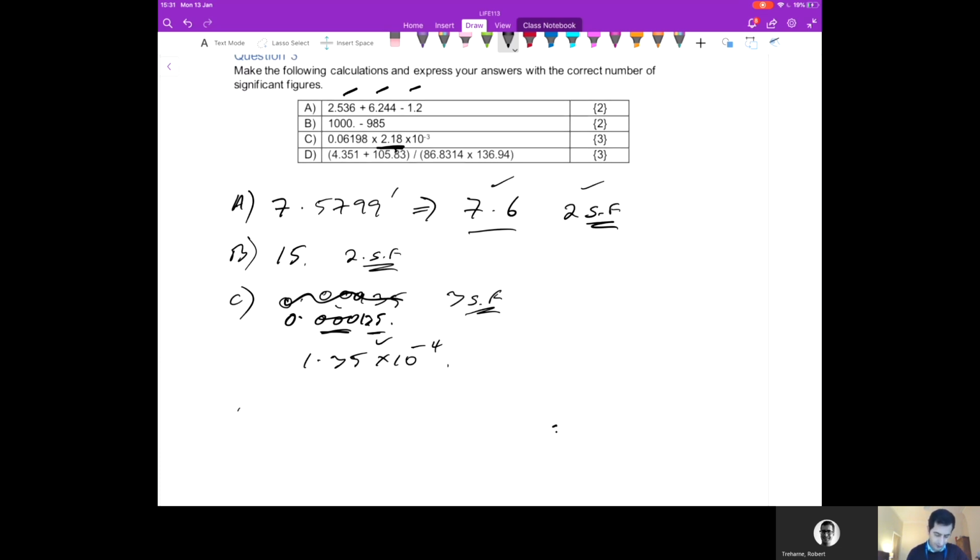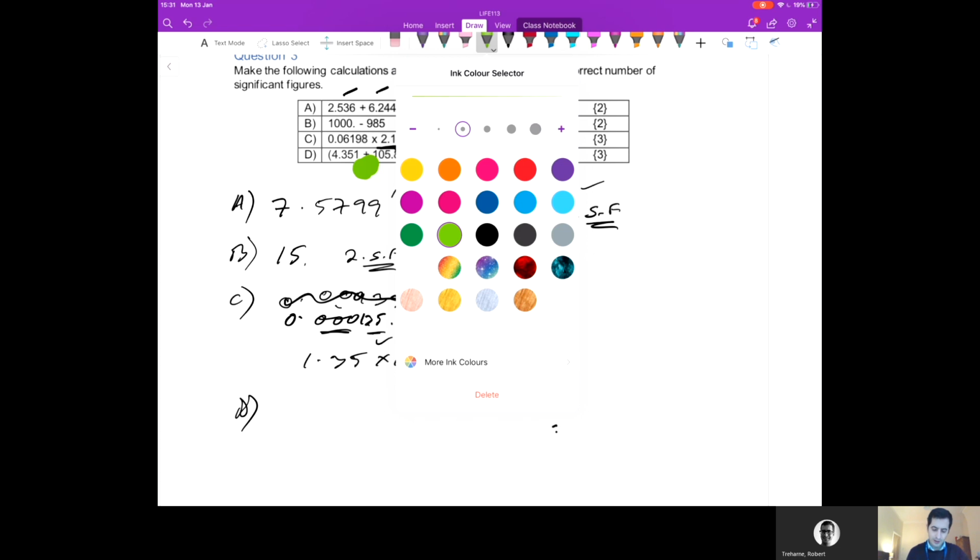Okay, the last one is probably the one that is the most involved. And what you have to do here is you have to consider the numerator and the denominator. Go on, let's change that down.